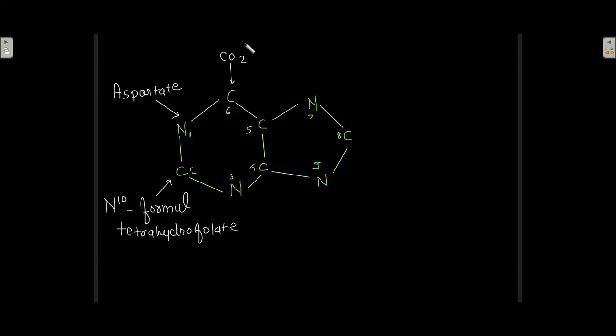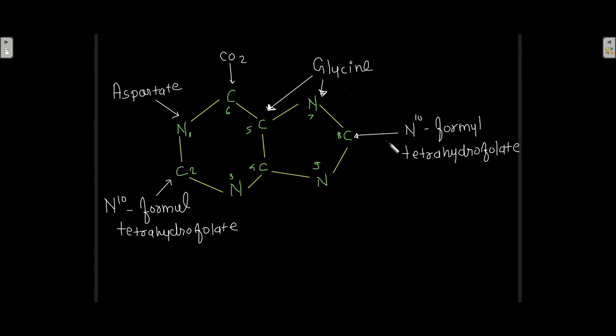Then the carbon at the sixth position came from carbon dioxide. After that, the carbons at the fourth and fifth positions, and the nitrogen at the seventh position, these three atoms came from glycine. After that, the carbon at the eighth position came from N10 formyl tetrahydrofolate.